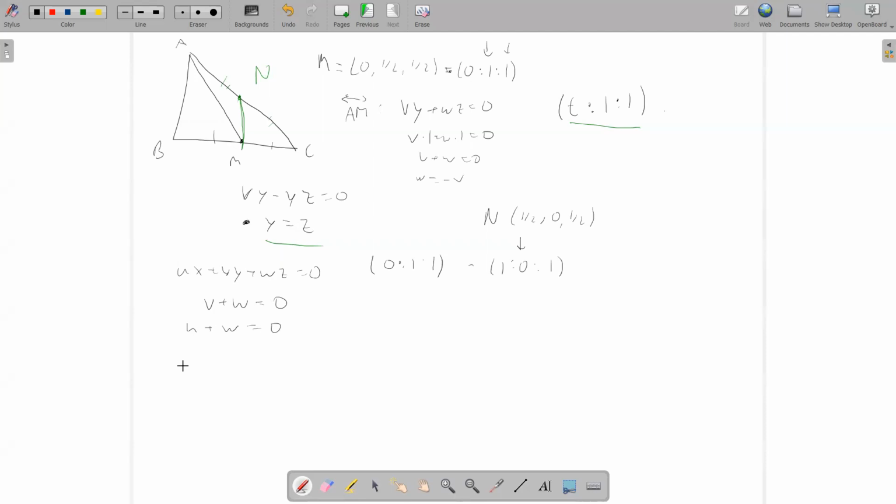So we can express everything in terms of w. V equals u equals minus w. So this is minus wx minus wy plus wz equals 0. We can cancel out the w's to have nicer constants. Minus x minus y plus z equals 0, or z equals x plus y.